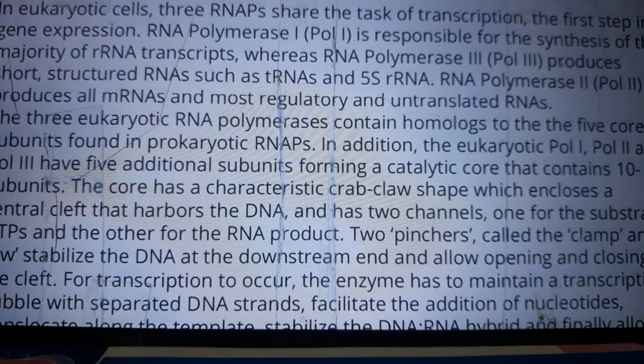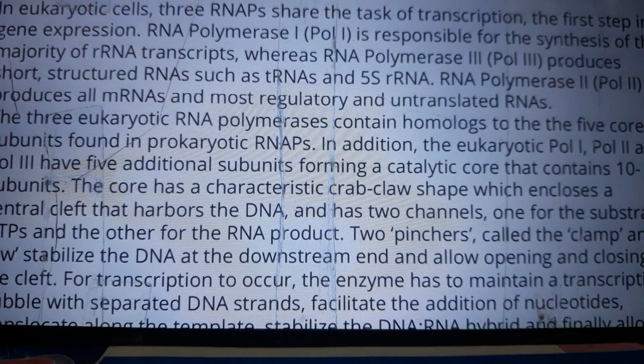The 3 eukaryotic RNA polymerases contain homologs to the 5 core subunits found in prokaryotic RNAPs. In addition, the eukaryotic pol 1, pol 2, and pol 3 have 5 additional subunits forming a catalytic core that contains 10 subunits. The core has a characteristic crab claw shape, which encloses a central cleft that harbors the DNA and has 2 channels, one for the substrate NTP and another for the RNA product.